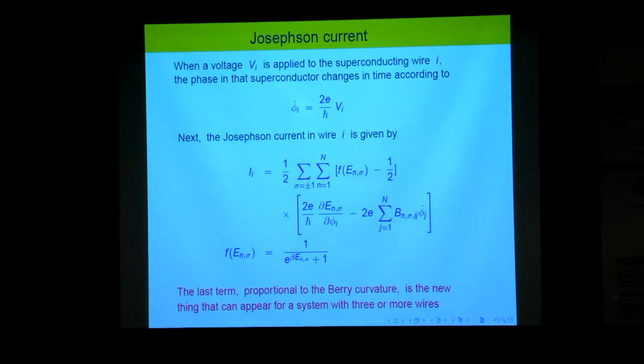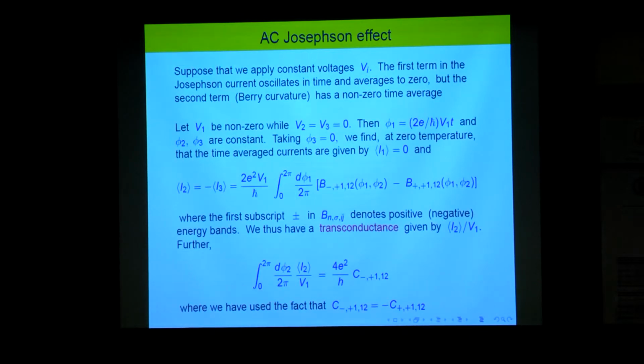It also appears in condensed matter physics if you look at the evolution of wave packets, momentum and coordinate, in the presence of a band with curvature. Okay. So this was shown to appear here also in this problem. So this is a new thing that appears if you have 3 or more wires.